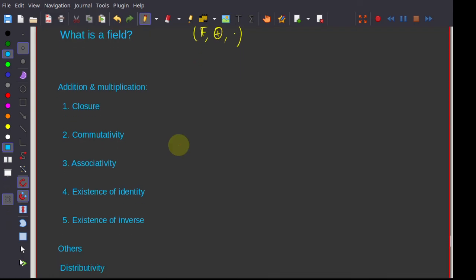And one more thing for the next class, you just revise whatever you studied in linear algebra. What is a vector space? What is a subspace? What is a field? And so on. Have you all seen a field before? The notion of a field?